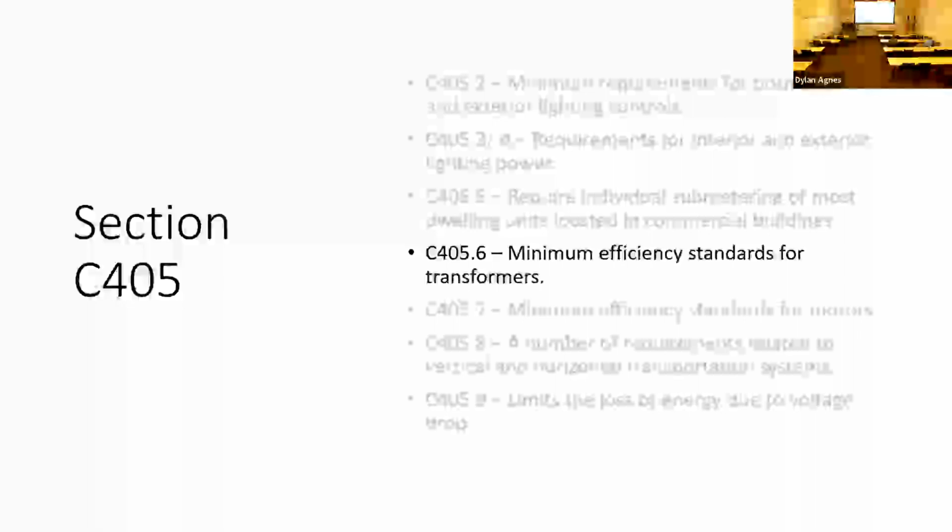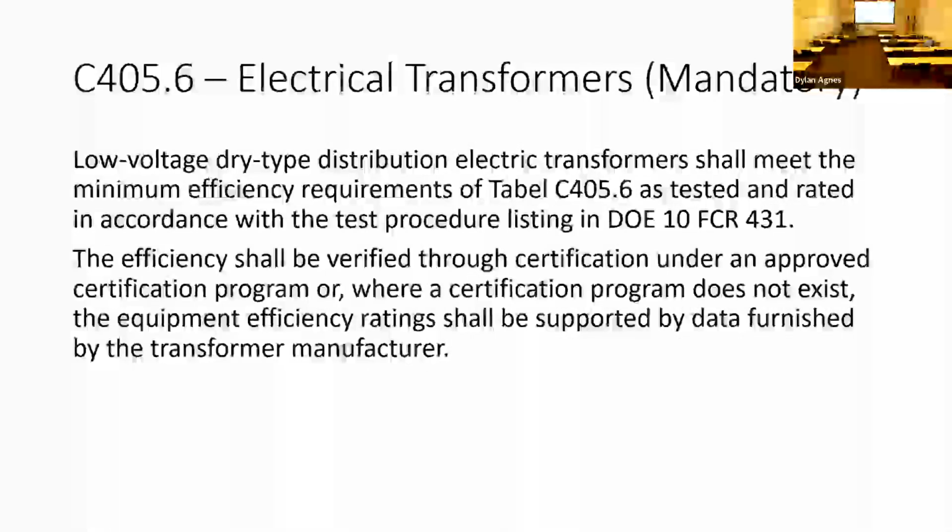So we have minimum efficiency standards for transformers. Low voltage dry type distribution electrical transformers shall meet the minimum efficiency requirements in accordance with the test procedures listed in DOE 10 CFR 431. Efficiency shall be verified through an approved certification program, with the equipment efficiency rating and supporting data furnished by the manufacturer, i.e. have the cut sheet for the transformer, basically.